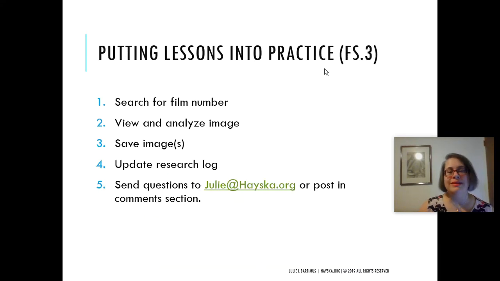So, putting this lesson into practice. As you're finding records, if the image isn't right there, you can search for that film number, then view and analyze any image that you have access to, whether it's accessible from home or not. How does that align with the information that was indexed for the record? Is it accurate? Is it complete? Make note of any additional information you find. Save those images and then record what you find so that you can reference it later or go back to it later.